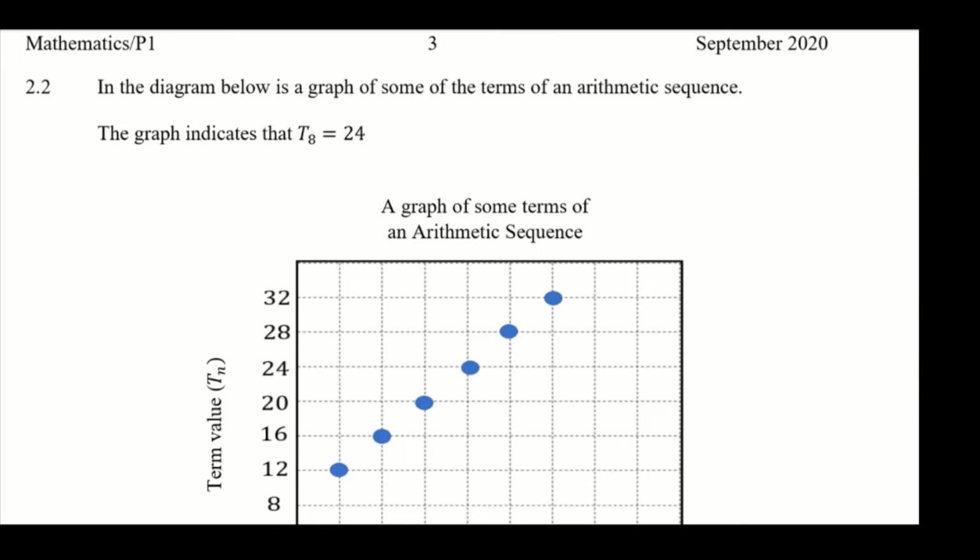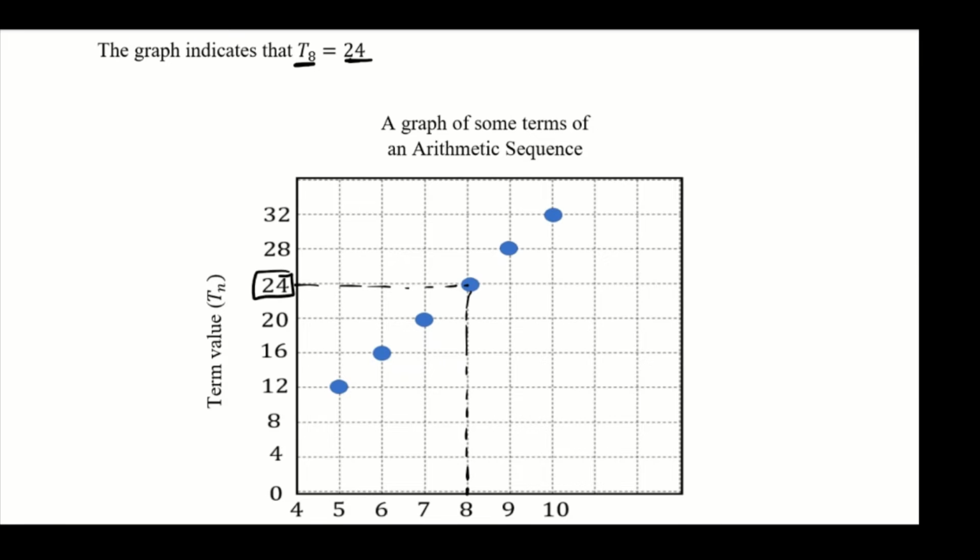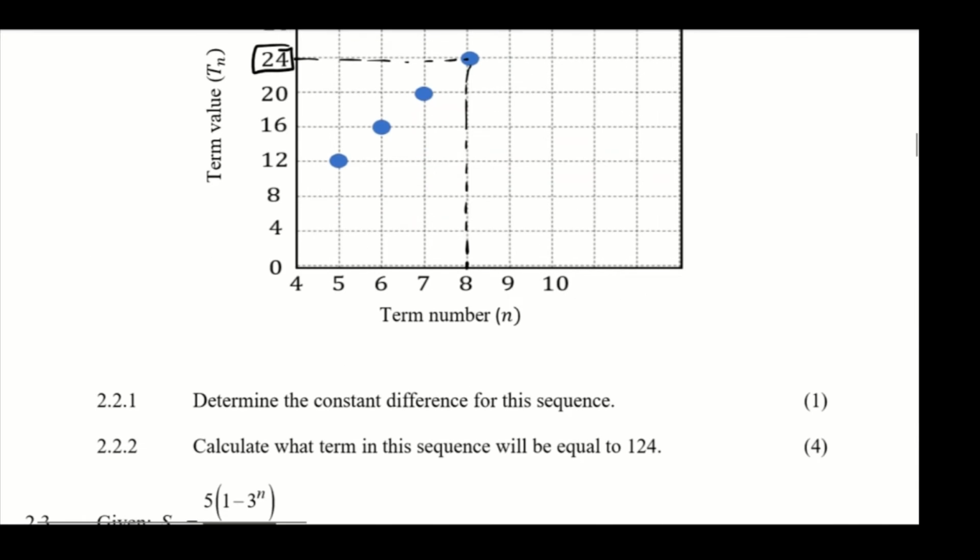So now we're going to do 2.2. They say the diagram below is a graph of some of the terms of an arithmetic sequence. The graph indicates that term number 8 is equal to 24. Let's look at the graph. Term number 8 is this one here. So if you go straight across from this point, you get the number 24, exactly what they said here, right? So term number 8 is equal to 24, right?